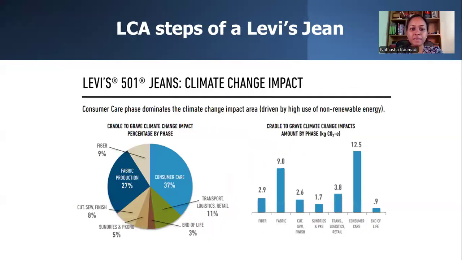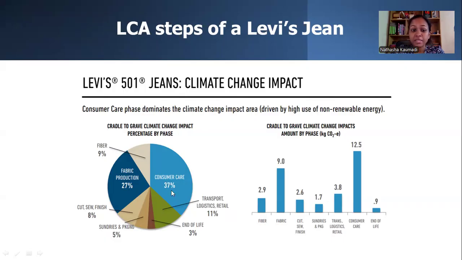Now, before coming to this, I will show you these things. What is the climate change impact of this Levi's jean? Consumer care phase dominates the climate change impact area. And then climate change impact percentages by phase. Now different phases are there, no? Fabric production, and then consumer care, transporting, logistics, and then cutting, sewing, finishing. That means the garment production. Likewise, there are different stages in the life cycle. So they have given percentages of the climate change impact. As you can see in this diagram, which phase has the highest climate change impact?